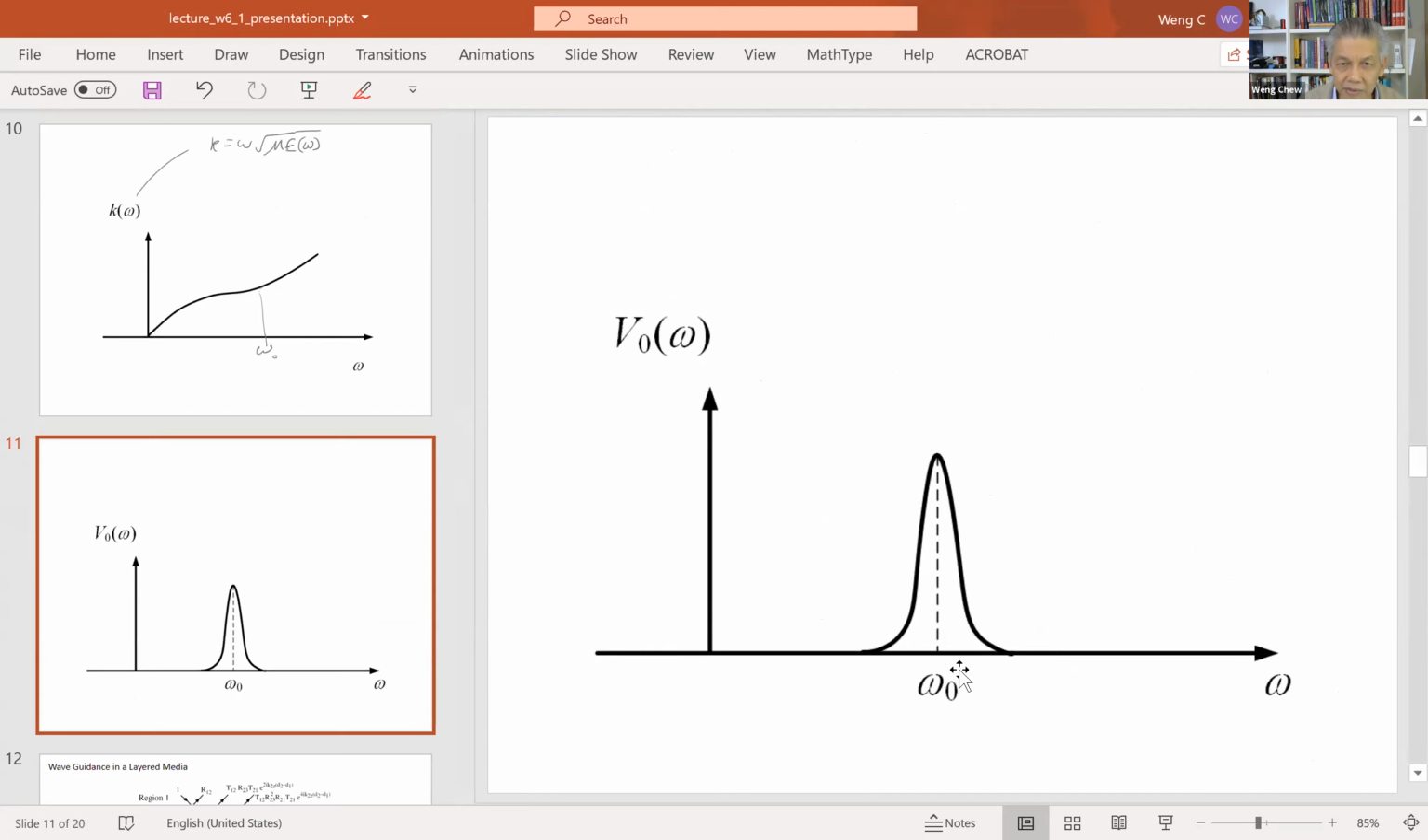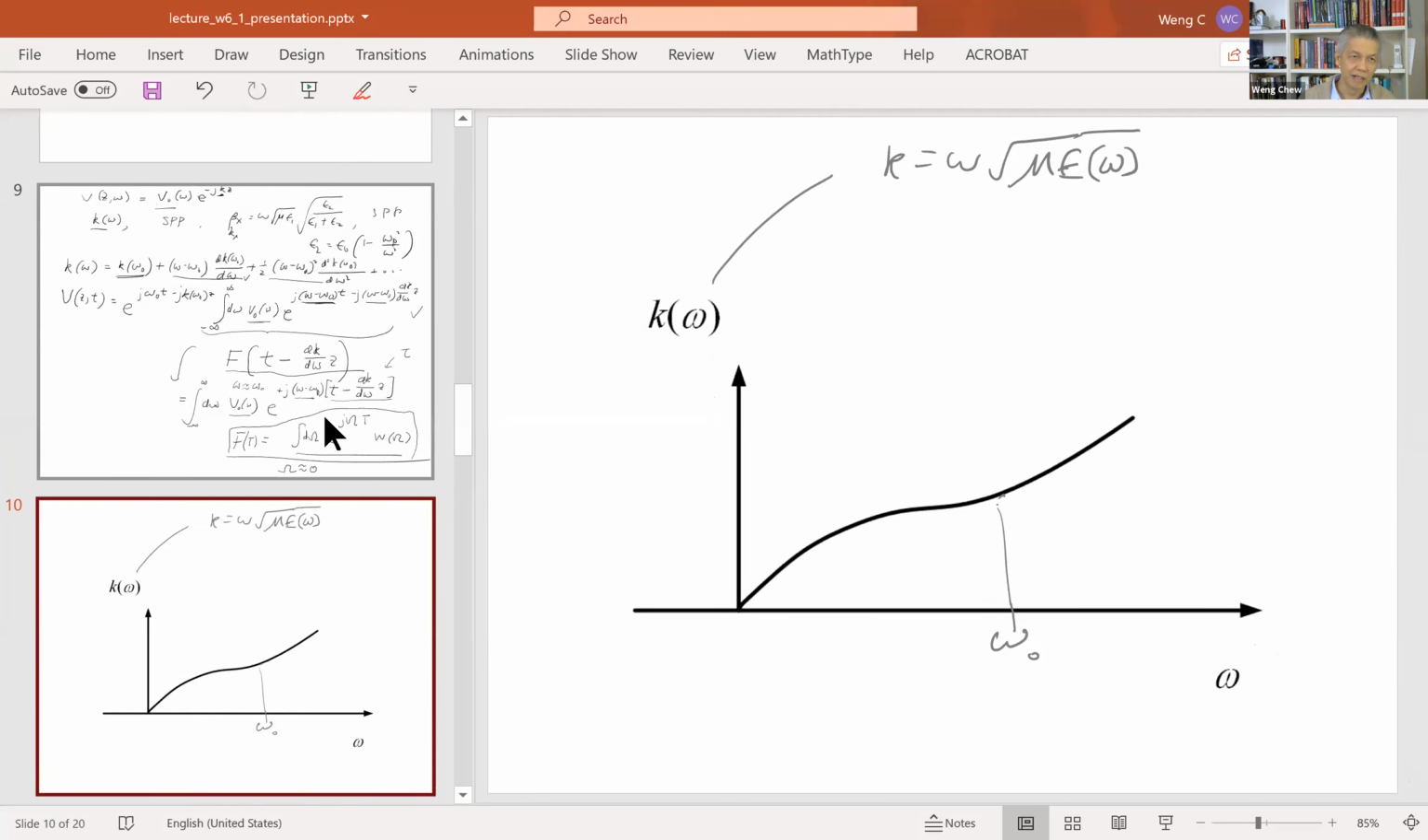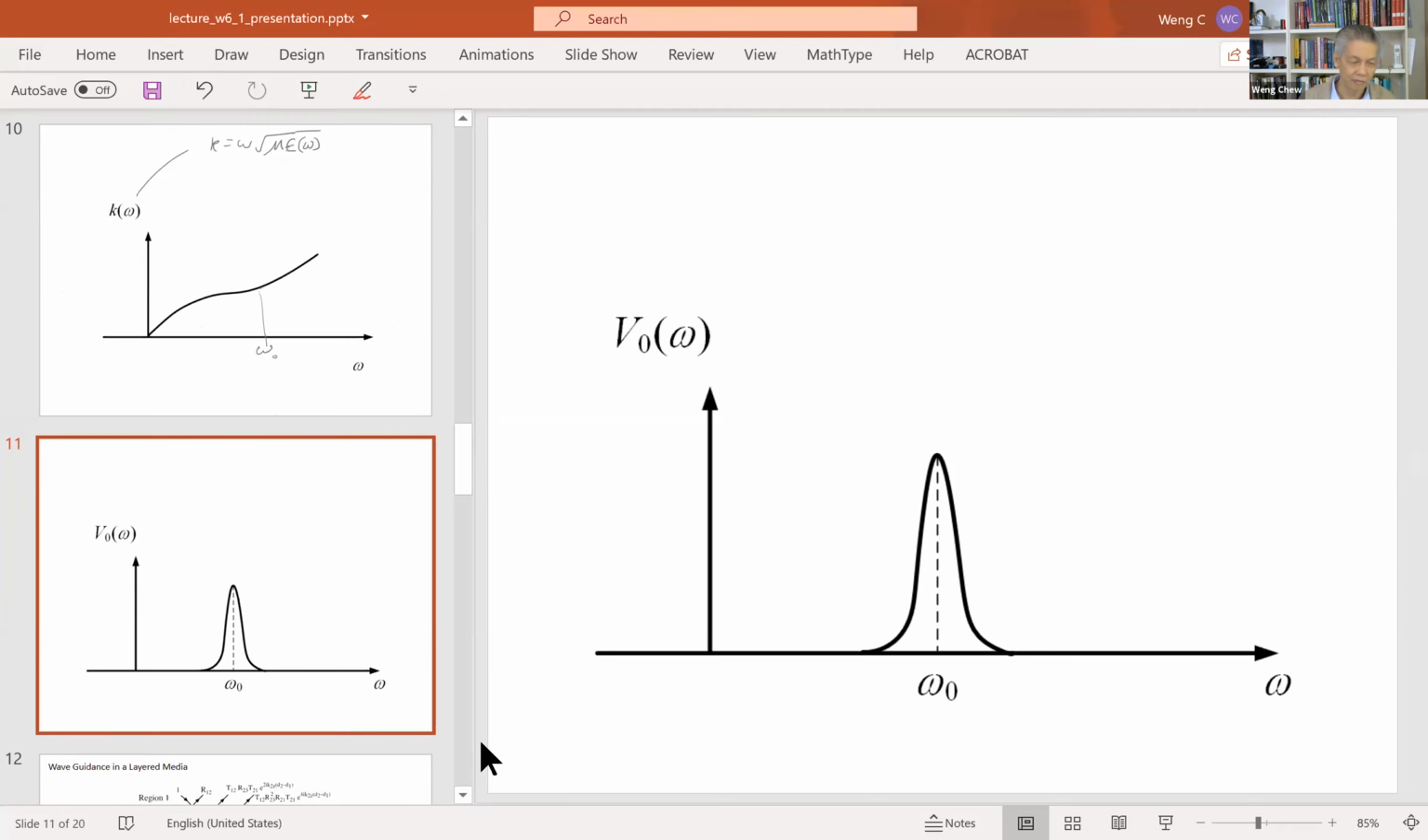Okay, again, I'm showing you a picture that I have shown before, that k is usually a very complicated function of omega for all waveguide modes. But for the Fourier transform, you can assume the signal to be narrow band, and then you can do an approximation of the Fourier transform to arrive at something that is an envelope multiplying a carrier. Okay, that's what I'm trying to get at. Any questions so far?